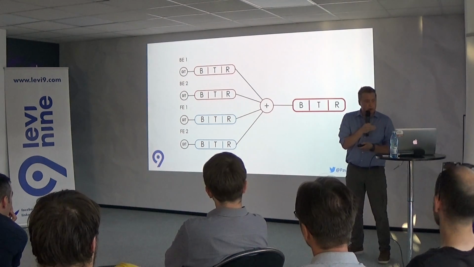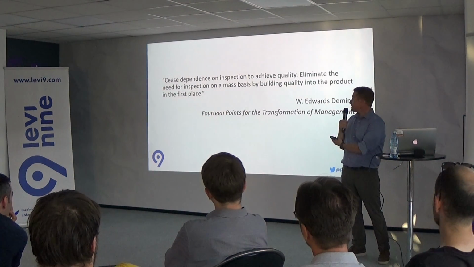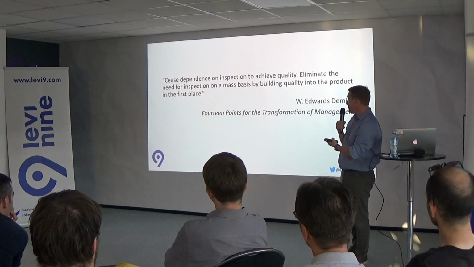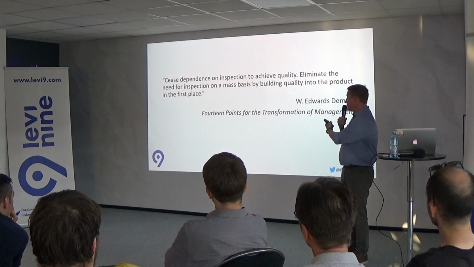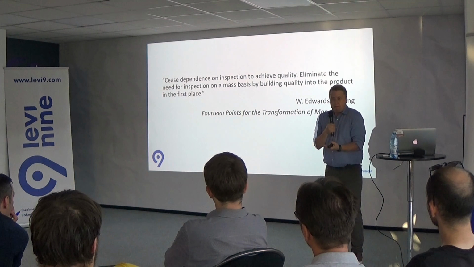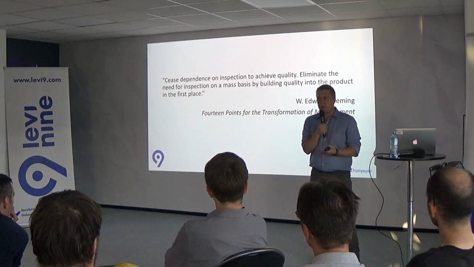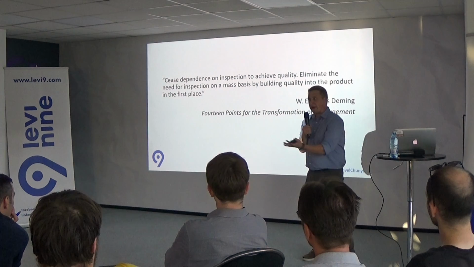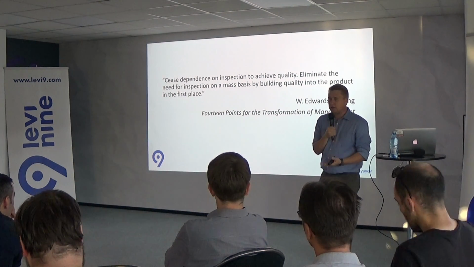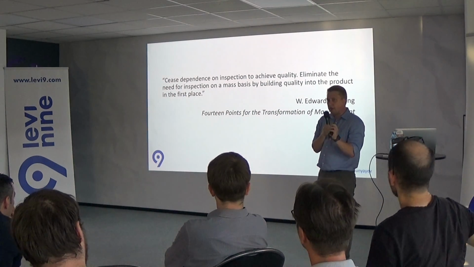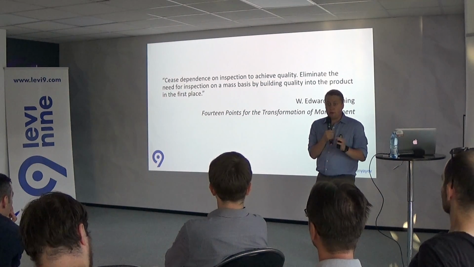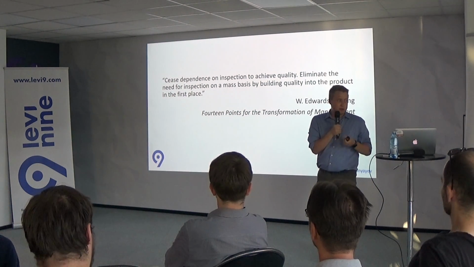I also like this quote. It goes like this: cease dependence on inspection to achieve quality. Eliminate the need for inspection on a mass basis by building quality into the product in the first place. Inspection is the manual testing that we used to be doing. But it's too late. It seems safe that we can do it, but no, you just can't. You need to build the quality into your process, into the product. You need to start testing and to create feedback as soon as possible.